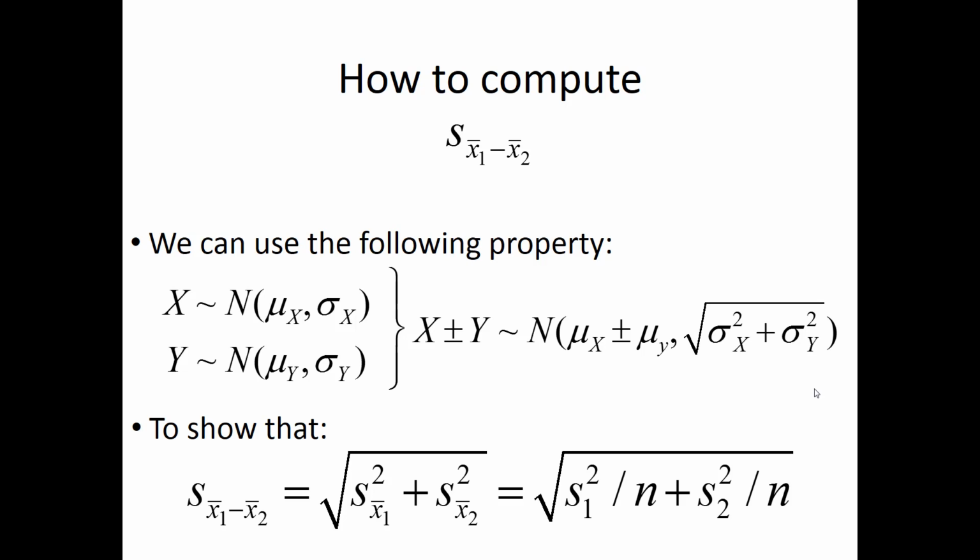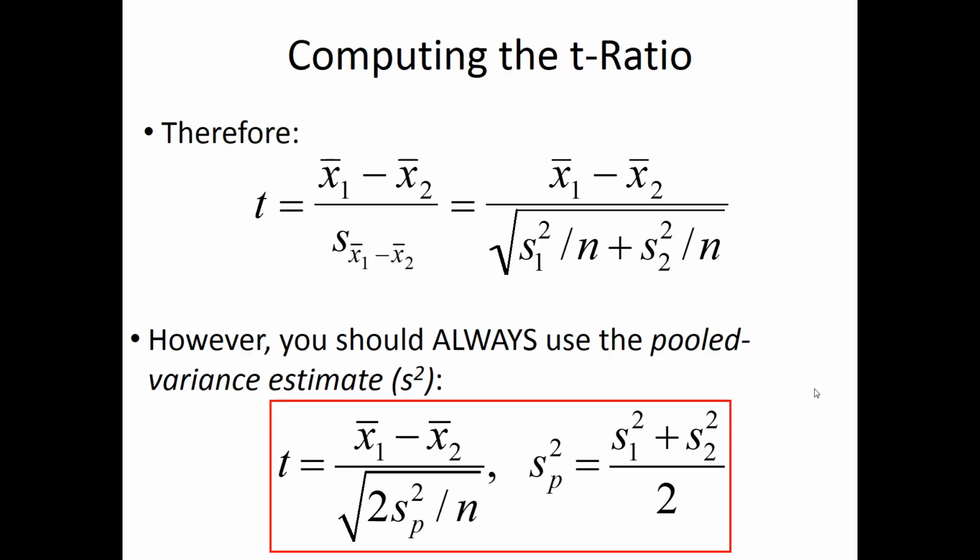Therefore, the standard error in the difference of the means will be the square root of the sum of the variances of the two samples. Therefore, our t-ratio becomes the difference in the means of the two samples divided by the square root of the sum of the variances divided by the sample size. However, instead of using the individual variances of the two samples, we can use a pooled variance, which is just the mean of the two variances.